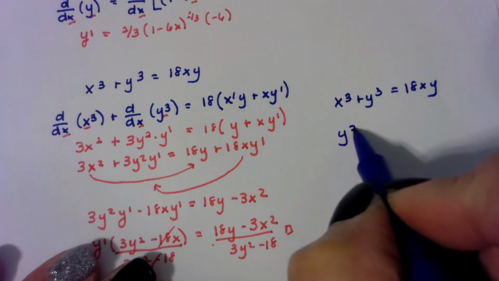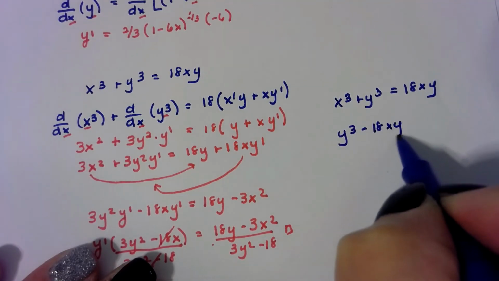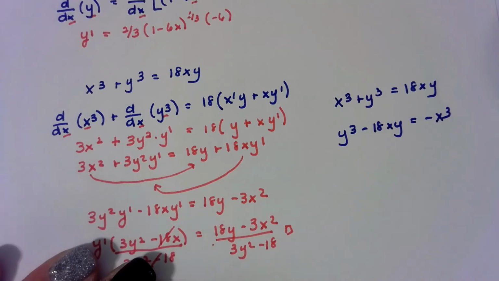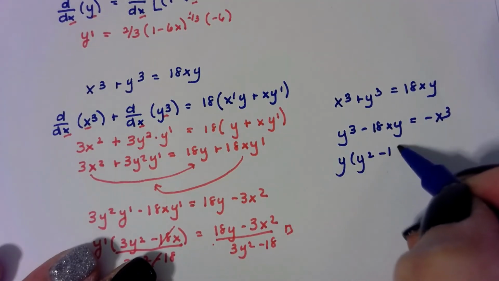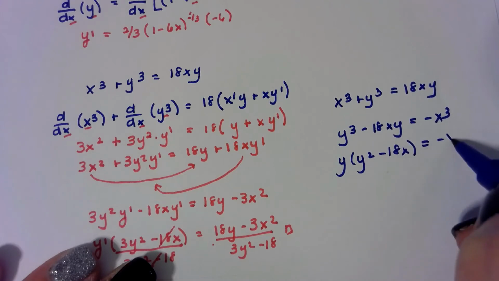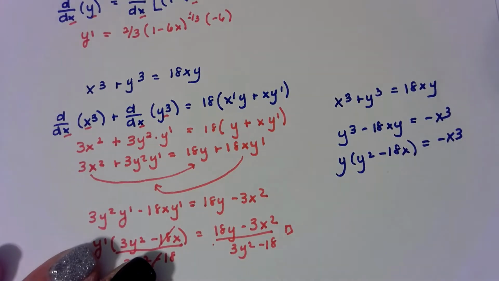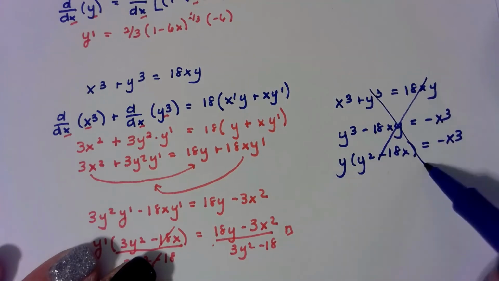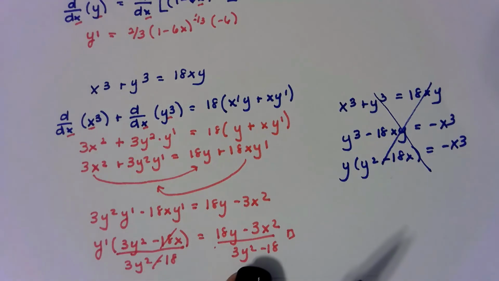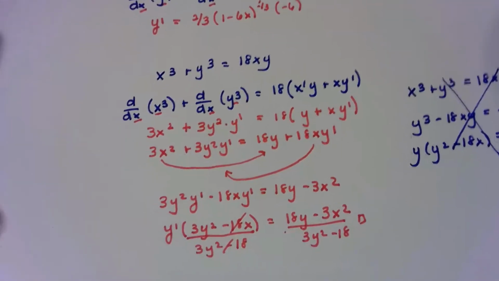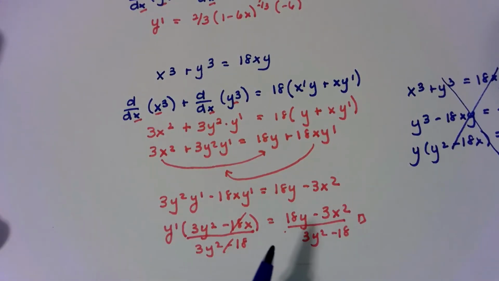So I have y cubed minus 18xy is equal to negative x cubed. I could factor out a y, but then I'm left with y squared minus 18x is equal to negative x cubed. You see, I cannot solve it for y. I can't get y by itself. So, rather than even trying, unless it's a circle equation, that you can always do, just differentiate it piece by piece.